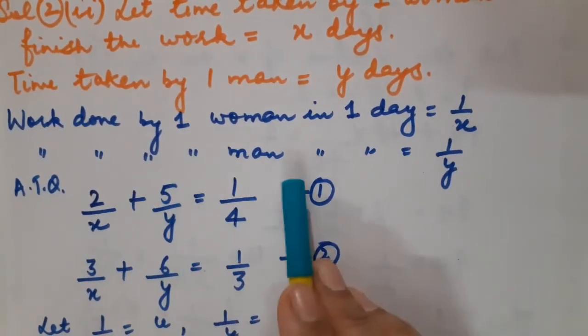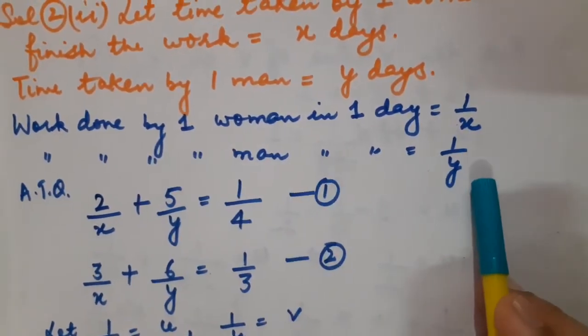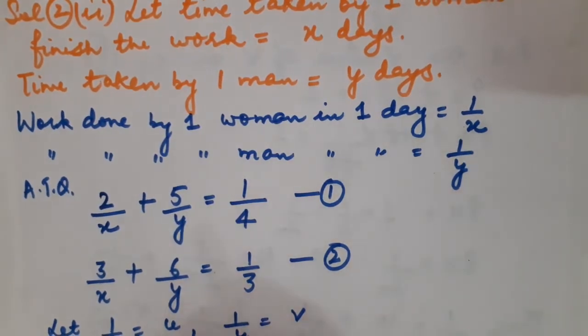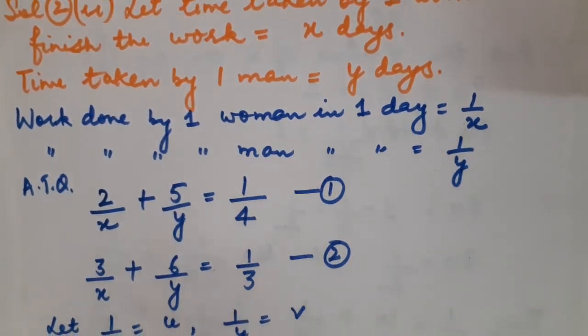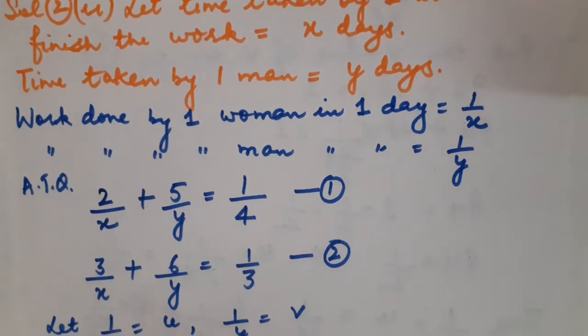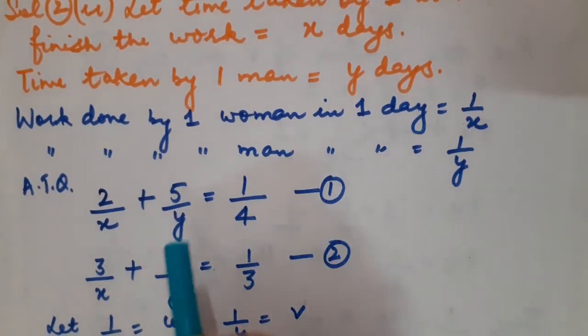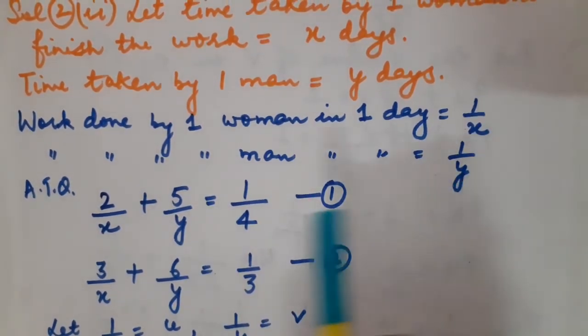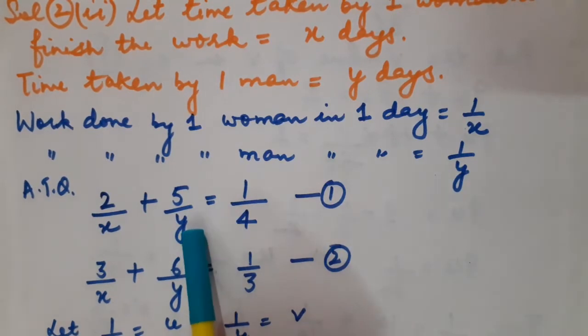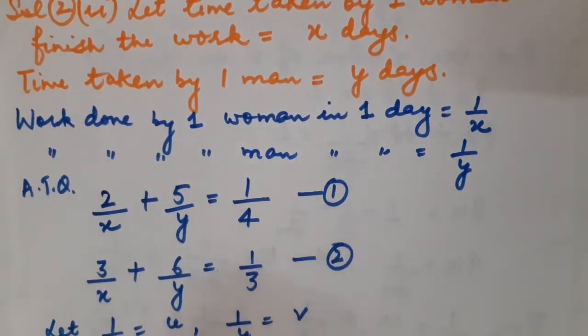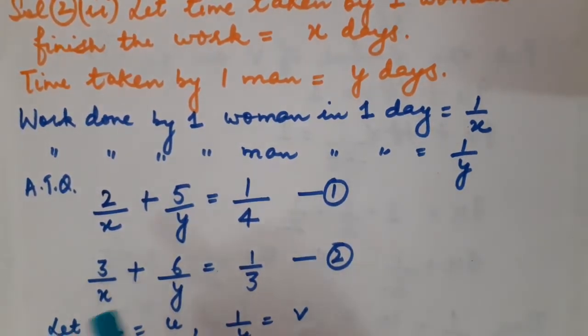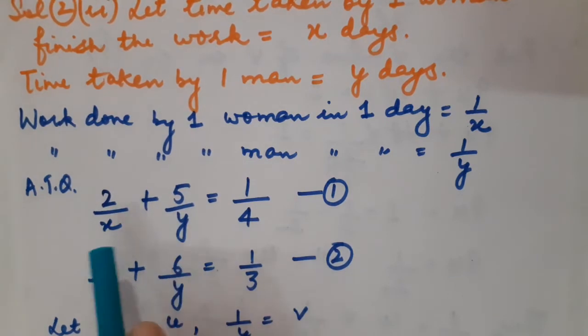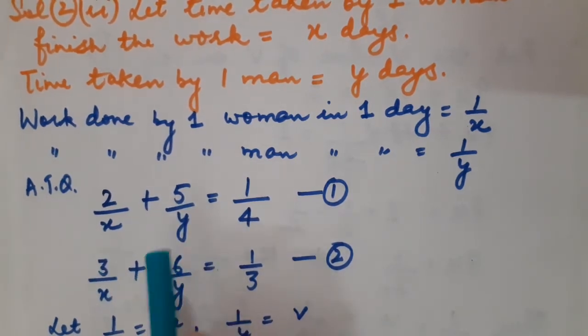Now, work done by one man is 1/y. So if 5 men are working, how much work will be done by them? More work. For more, what is to be done? 5 into 1/y. That will give you 5/y. Okay. When 2 women as well as 5 men were working, they took a total of 4 days. Here we are dealing with work done. So work done plus work done must be equal to work done.